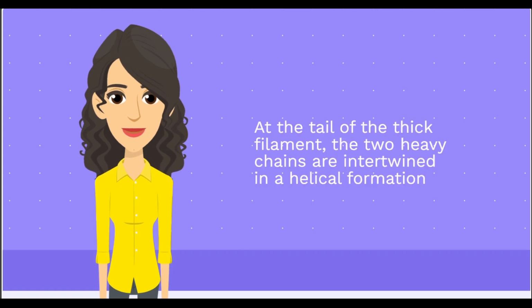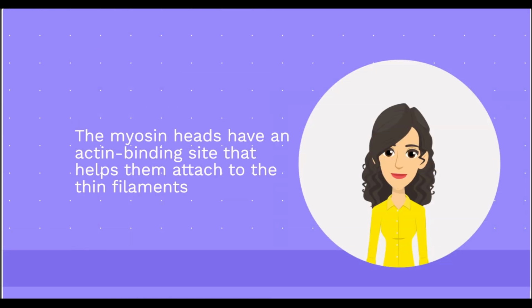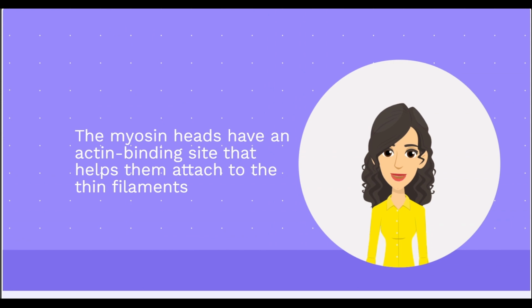At the tail of the thick filament, the two heavy chains are intertwined in a helical formation. At the other end of the thick filament, each heavy chain is paired with two light chains giving rise to two heads. The myosin heads have an actin binding site that helps them attach to the thin filaments.